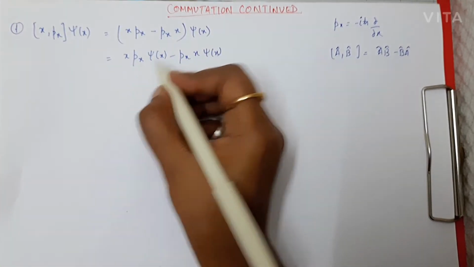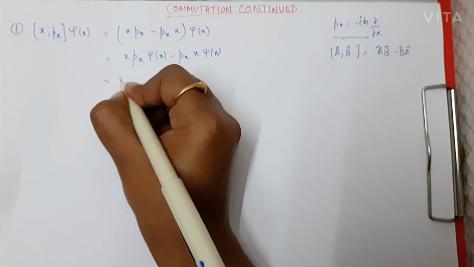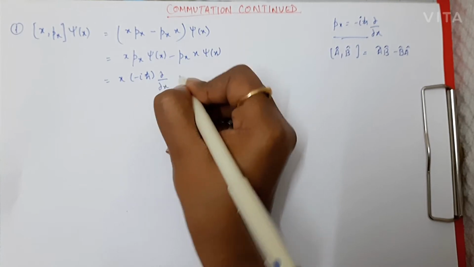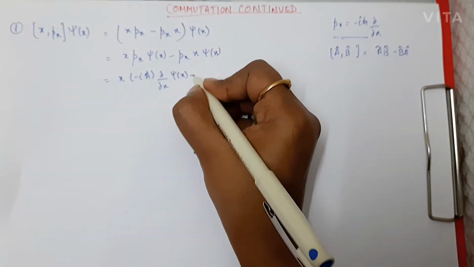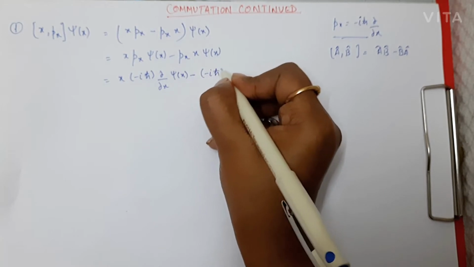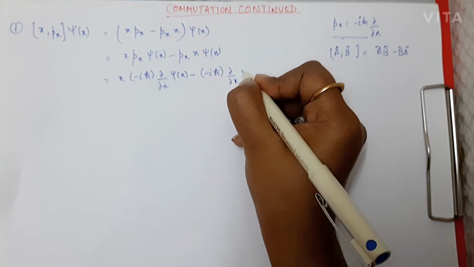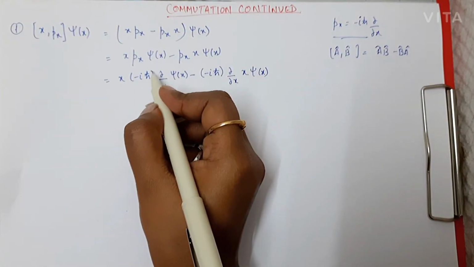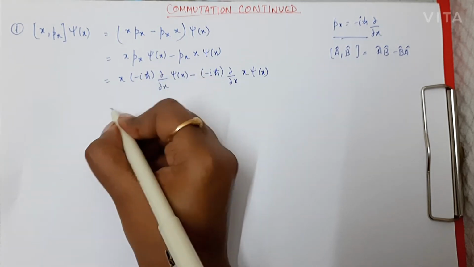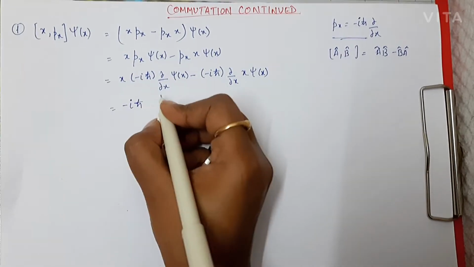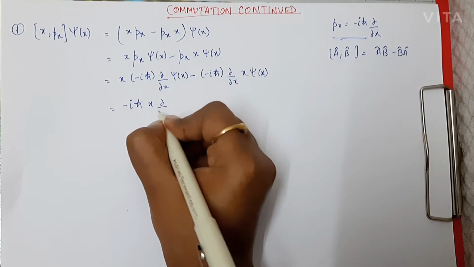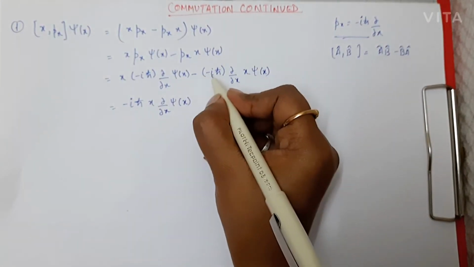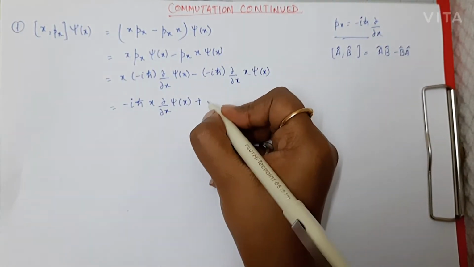Now we'll substitute the value of px. So it will be x into, instead of px we'll write minus iota h cross del by del x psi x minus, instead of px it will be minus iota h cross del by del x into x psi x. Now minus iota h cross is constant, so it can be written here. Now we'll be left with x into del by del x of psi x. This minus and this minus will become plus iota h cross.